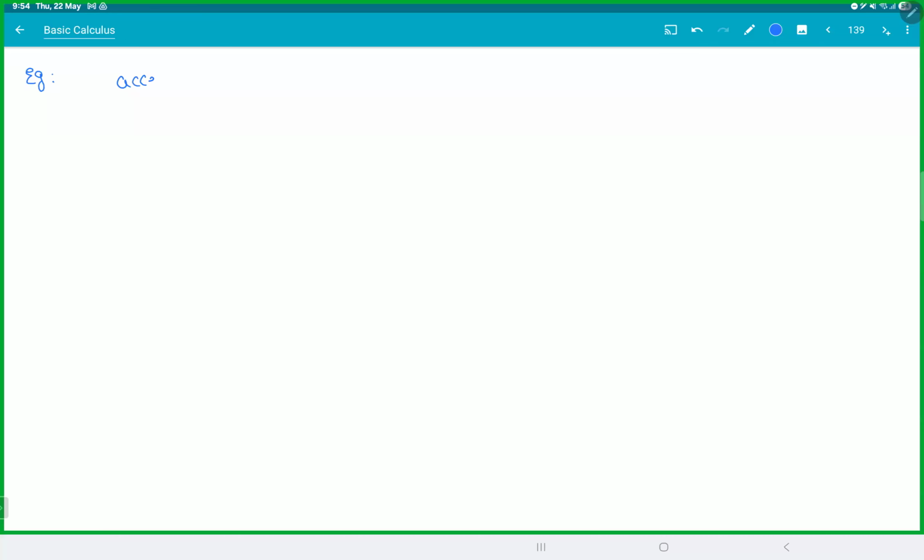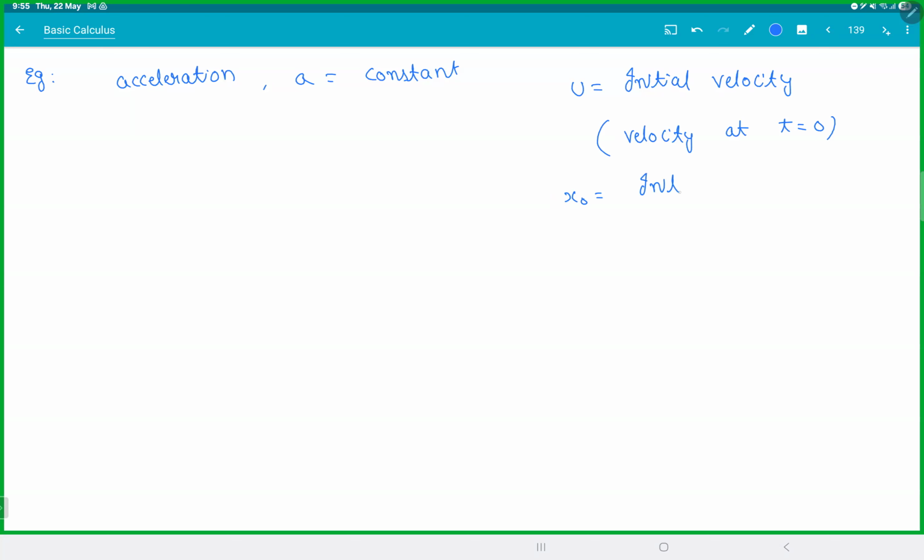So if someone gives you an acceleration, again we are doing this in 1D here, a is constant. u is your initial velocity. This is the information given. What is initial velocity? Velocity at time 0 is called initial velocity. x naught is your initial position. t is time. v is the velocity at any time t.